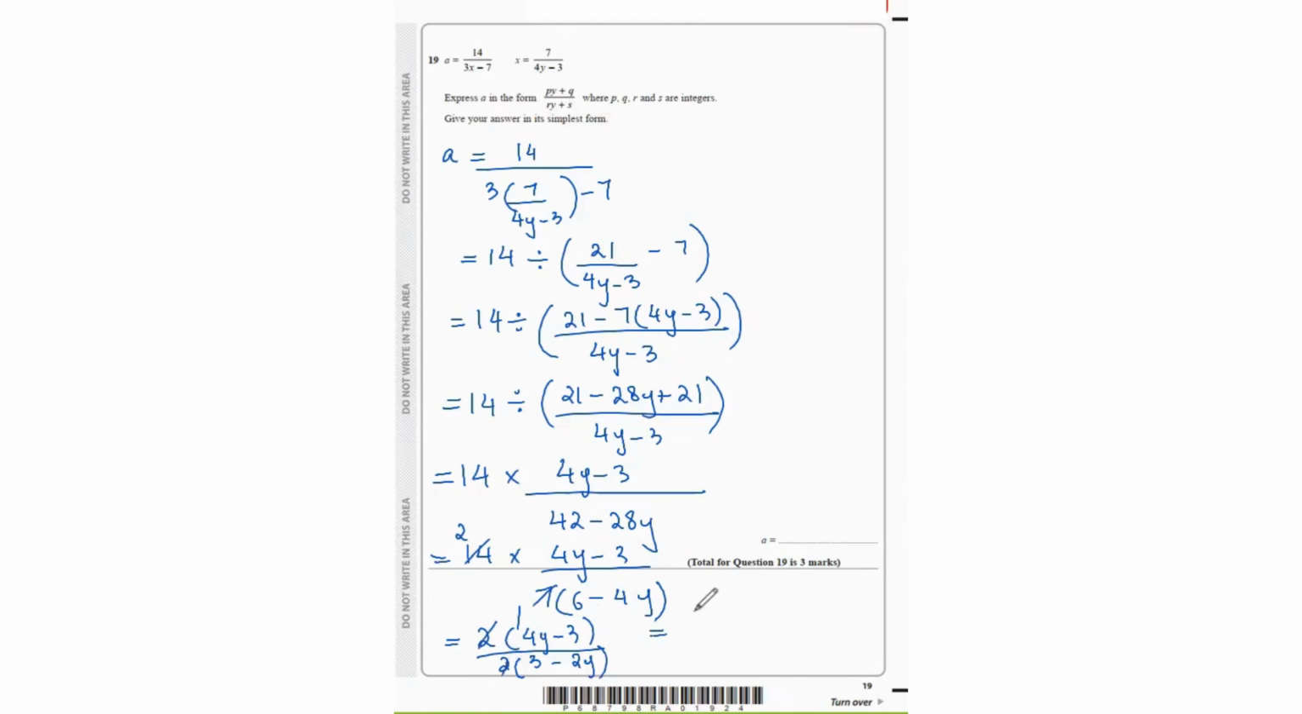we're left with (4y minus 3) over (3 minus 2y), which means P is 4, Q is negative 3, R is negative 2, and S is 3. This is your fraction based on the format given in the question. And it says write as a single fraction.